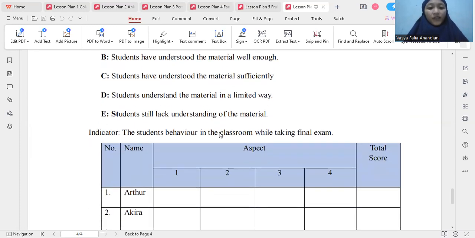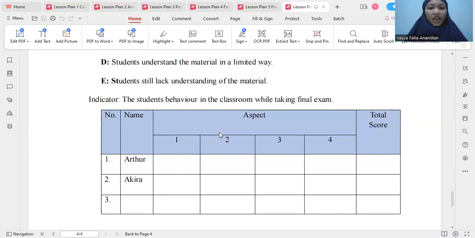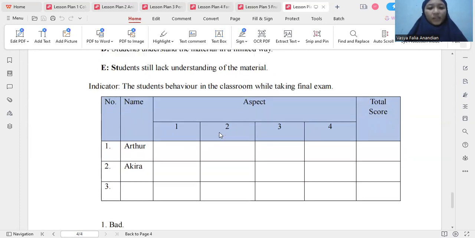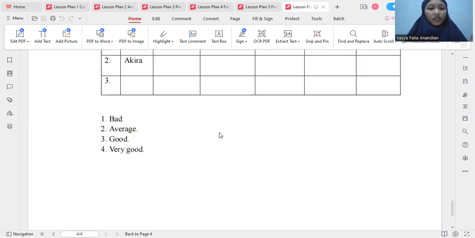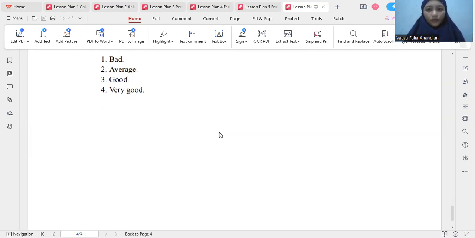So for student behavior in the classroom while taking the final exam, there are 4 expectations. So first is bad, second is average, third is good, and fourth is very good.